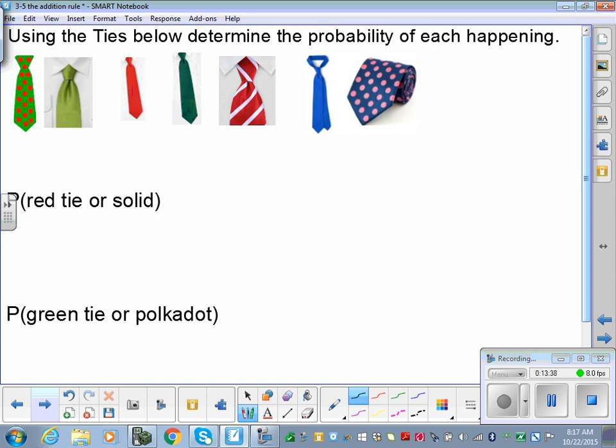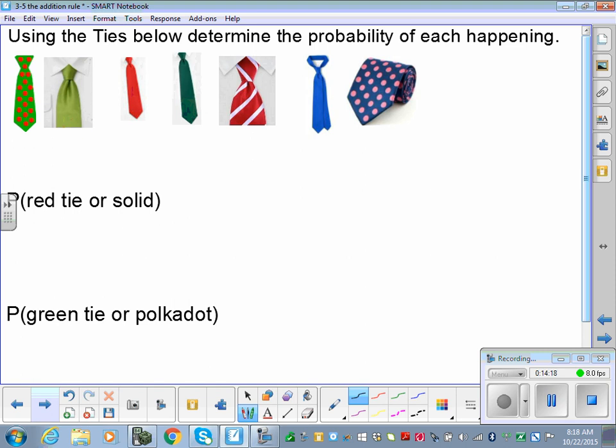Okay, so pay close attention to the little details, because I honestly feel like yesterday you guys did not pay attention to the little details, and then you didn't know how to do a lot of the problems. So pay attention to the little details today. It says, using the ties below, determine the probability of each happening. I have a green and red polka dot tie, a red solid tie, another green tie that's solid, a striped tie, a blue tie, and a blue polka dot. All right, so it says, what's the probability of getting a red tie or a solid tie?